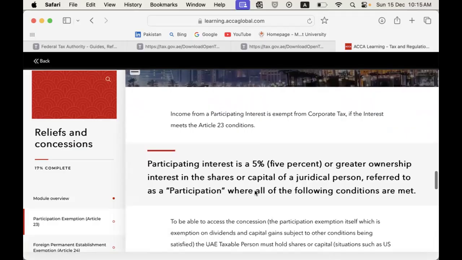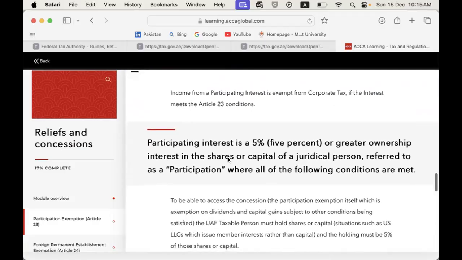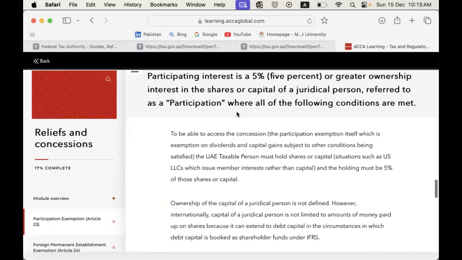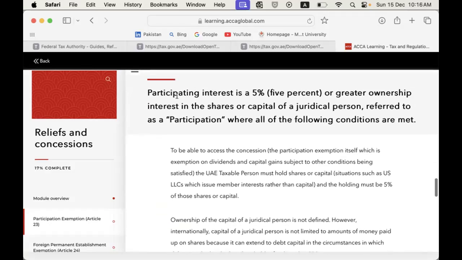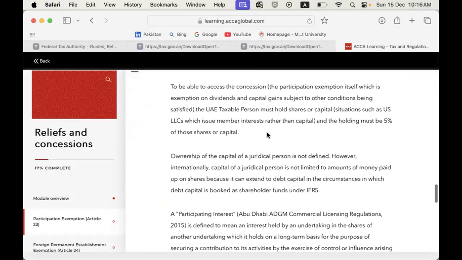Participating interest. Income from a participating interest is exempt from corporate tax if the interest meets the Article 23 conditions. Now, what are those? First thing, a participating interest is a 5% or greater ownership interest in the shares or capital of a juridical person, a legal person, referred to as the participation, where all the following conditions are met. To be able to access this concession, the participation exemption itself, which is exemption on dividends and capital gains subject to other conditions being satisfied.